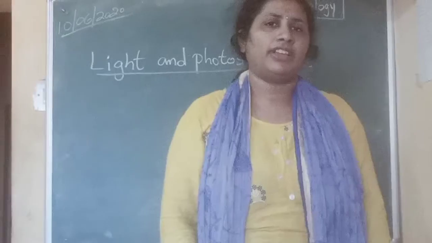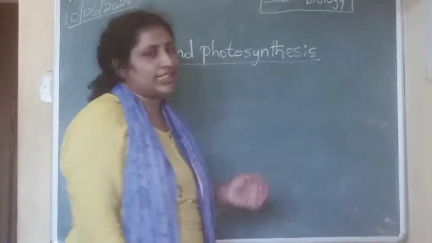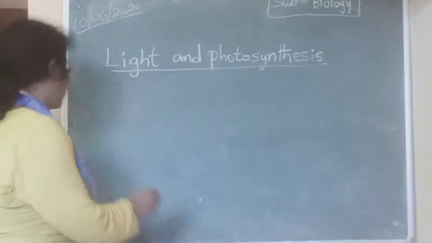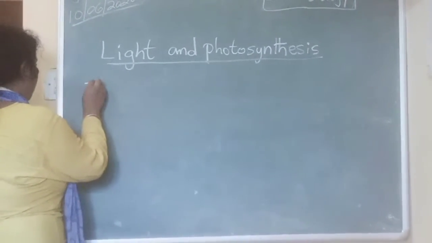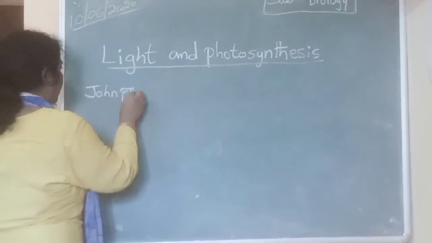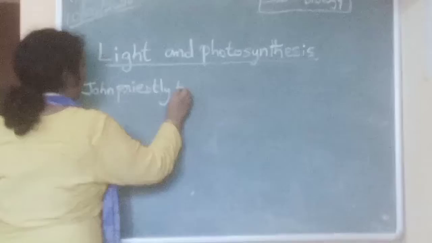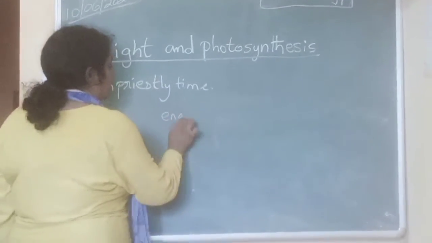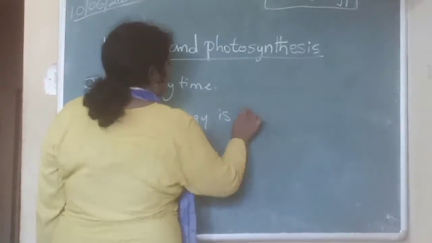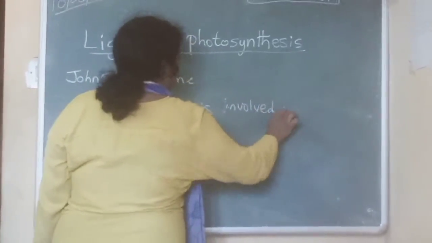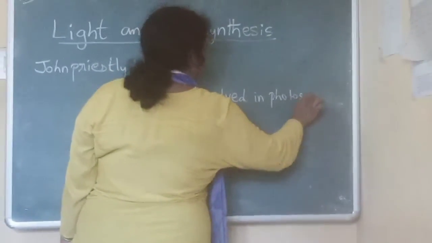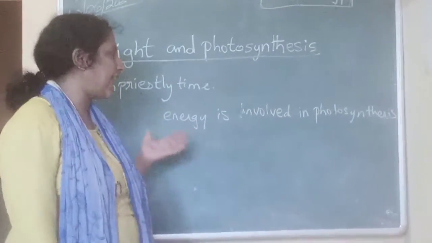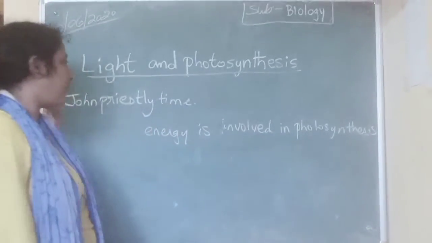During the discovery of photosynthesis, scientists were not aware that light is also used in photosynthesis. During Joseph Priestley's time, several scientists were unaware that energy is involved in photosynthesis. So the scientists did not know that energy is involved in photosynthesis, and they were working on that.